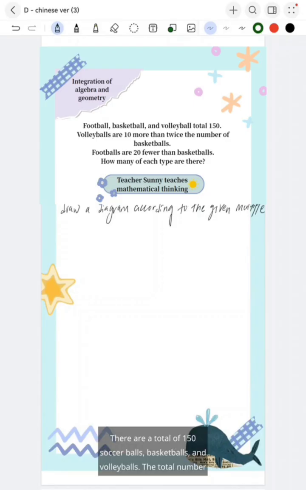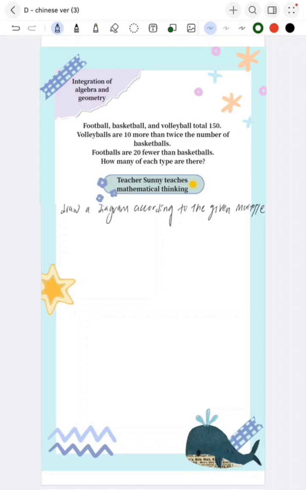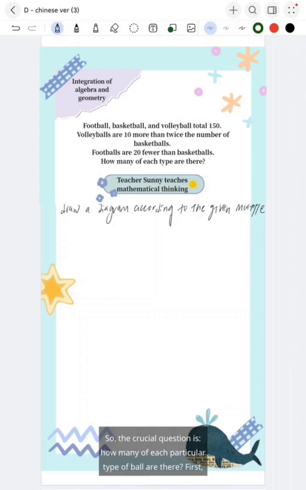There are a total of 150 soccer balls, basketballs, and volleyballs. The total number of the three types of balls is already given. The number of volleyballs is twice the number of soccer balls plus 10, and there are 20 fewer soccer balls than basketballs. So, the crucial question is, how many of each particular type of ball are there?